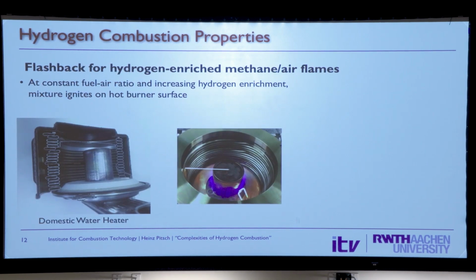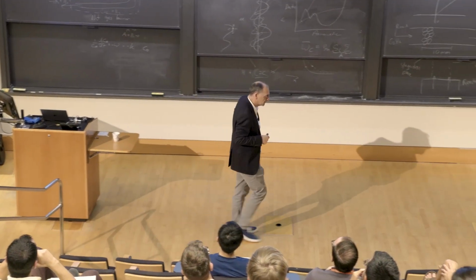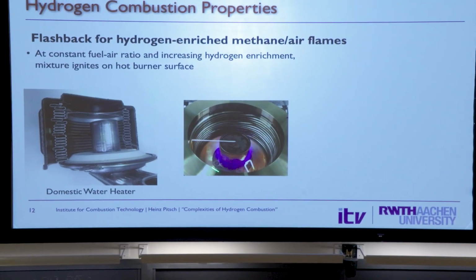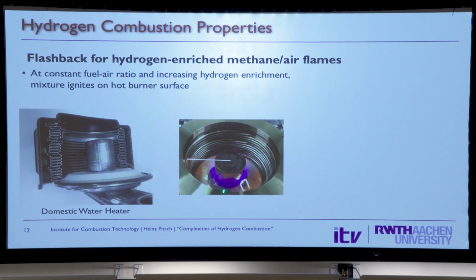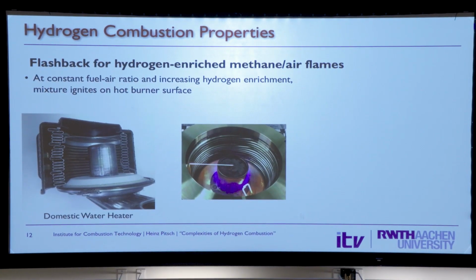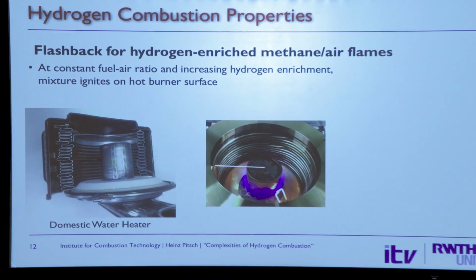Let me first show you two more things about properties. Maybe that slide was in the wrong position. Two more things about properties. This is an experiment that we did in a household burner. This is, let's say, a natural gas household burner. The cylindrical burner is perforated.